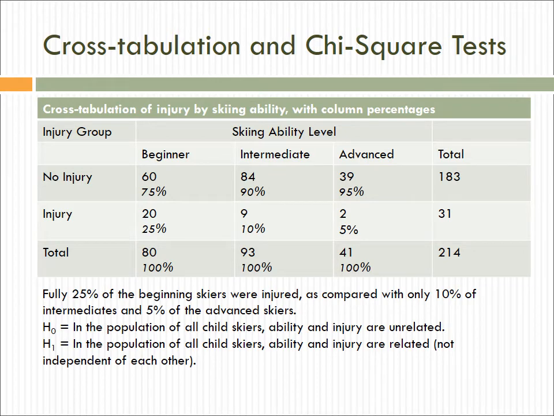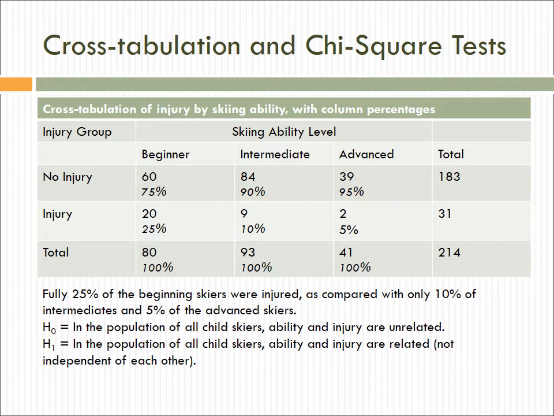So we have this example of injury by skiing ability with column percentages, and you can see at the beginner level, no injury is 75%, and injury is 25%. Then as we move to the intermediate level, no injury is 90%, injury is 10%, and as we move to the advanced level of skiing, there's no injury 95% of the time, injury 5% of the time.